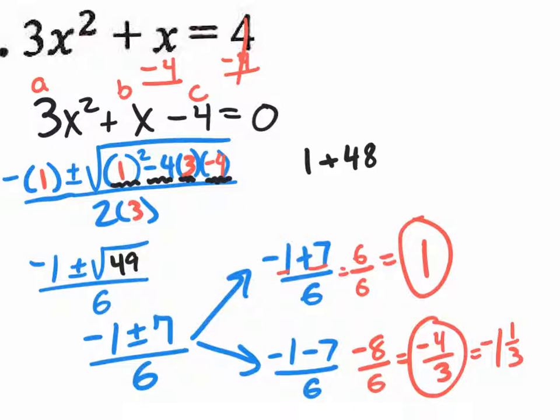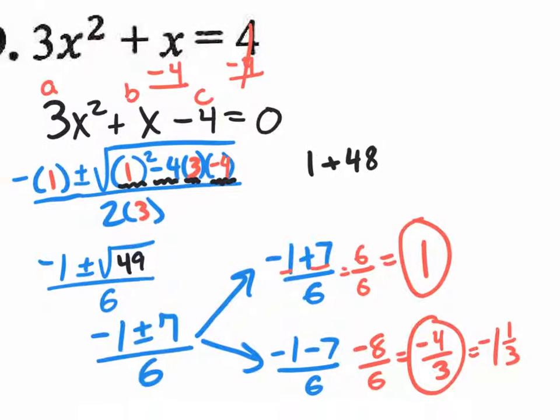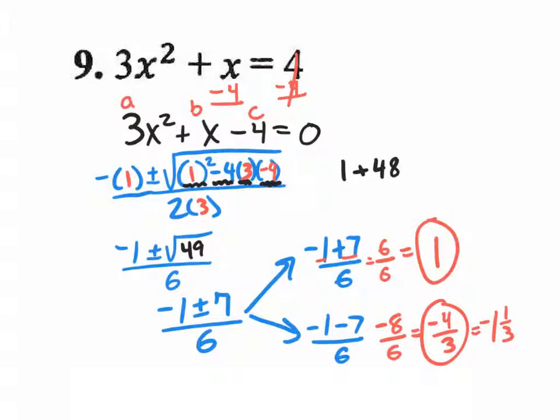If you turn it into a decimal, that would be negative 1.333333, right? Which is totally fine. You could turn it into a decimal, especially if you were graphing these answers, which are x-intercepts. These are the locations of where your parabola will cross the x-axis. It's going to cross at the value of 1 and at approximately negative 1.3.